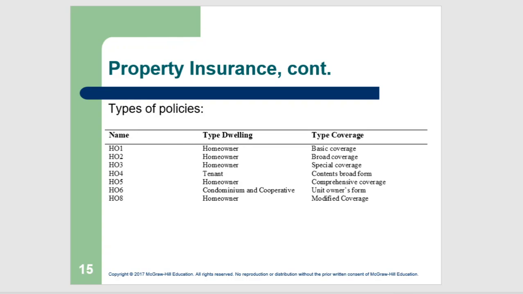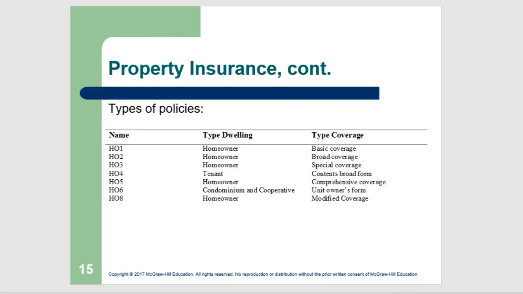So these are the major ones. This is homeowners type 1, 2, 3, 4, 5, 6, and 8. They have these big titles. Homeowner 1 is called basic coverage, HO1. It's less comprehensive and not always available. So this is sort of like the minimum.